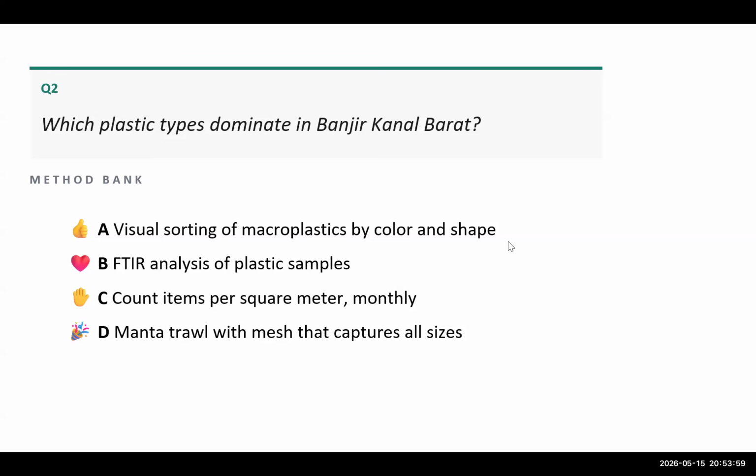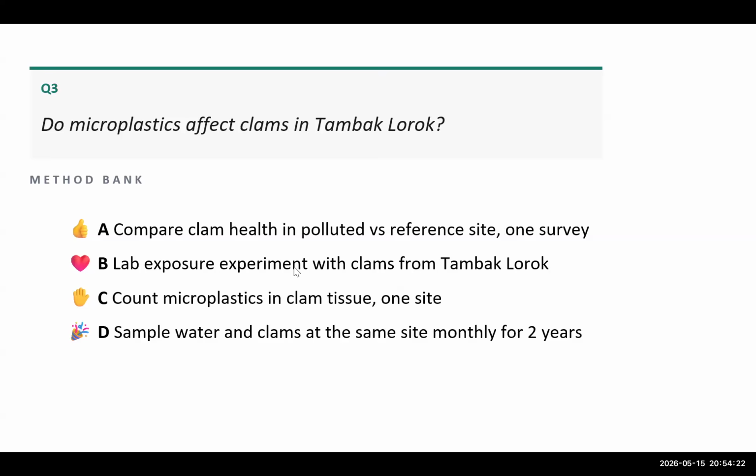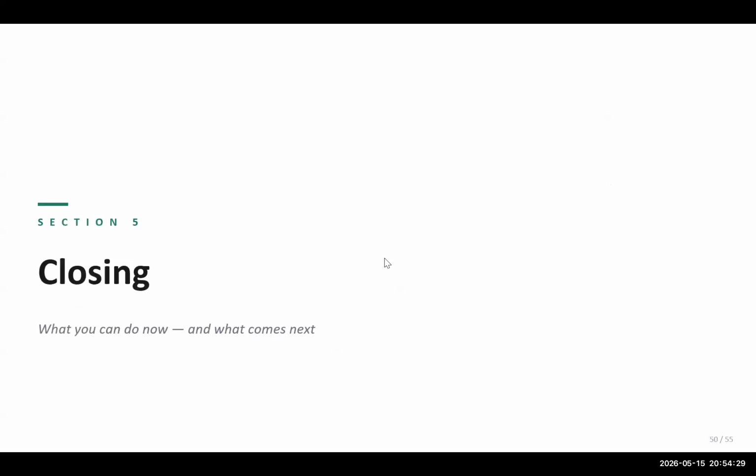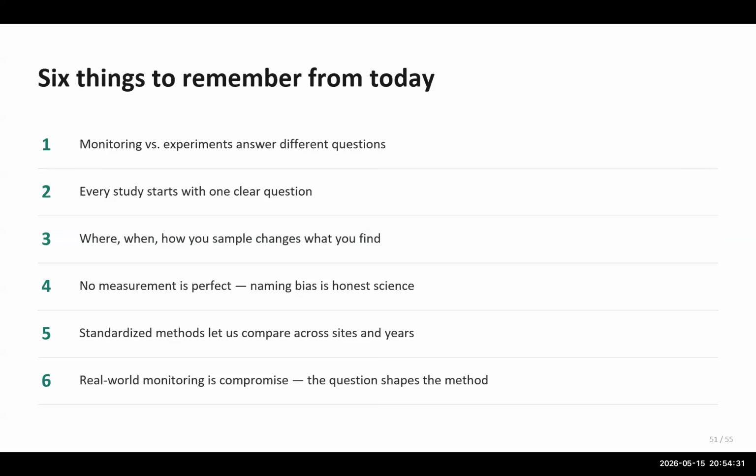In the case of option C, it will tell you how many items are there, but you don't know what they are made of. And D is a good sampling method, but without laboratory identification, you don't know what type of plastic polymers you can find. So it's kind of incomplete. So maybe let's keep this one and try to finish, because it's already time.